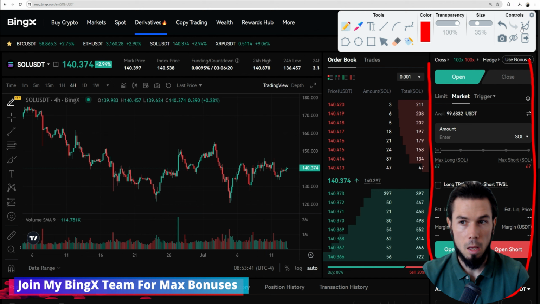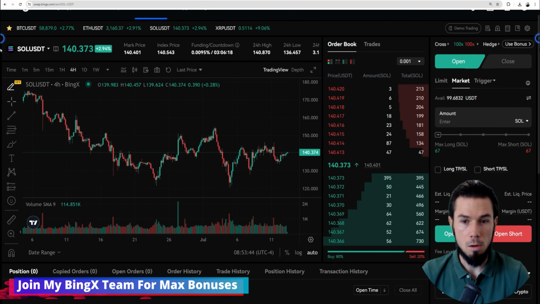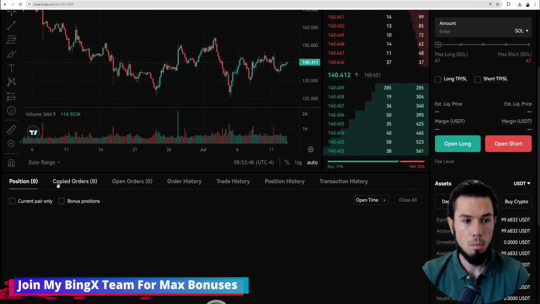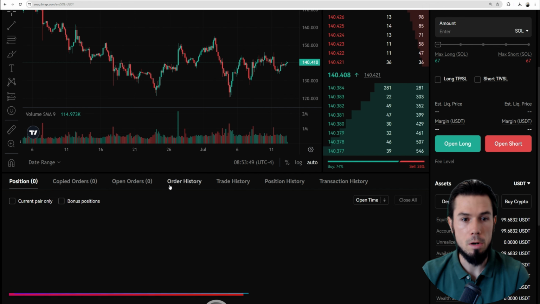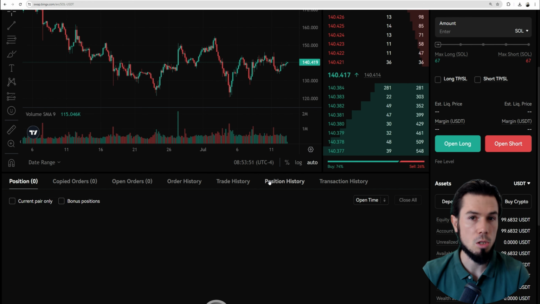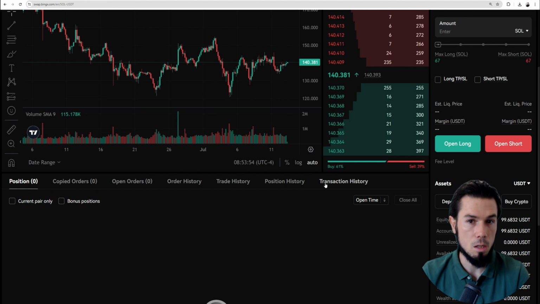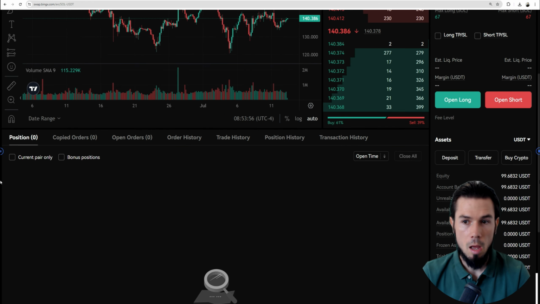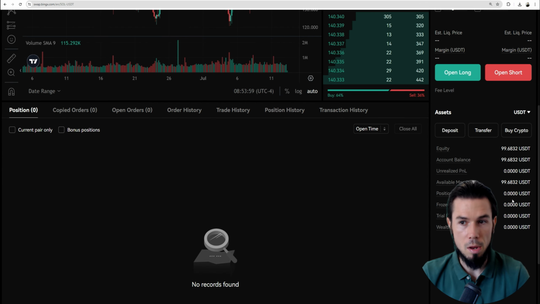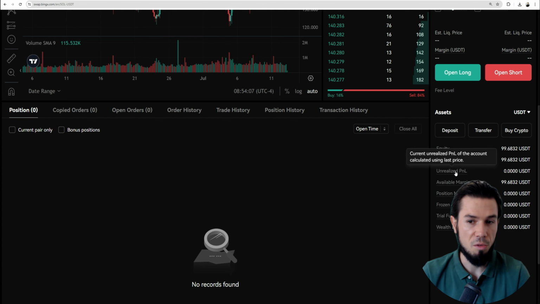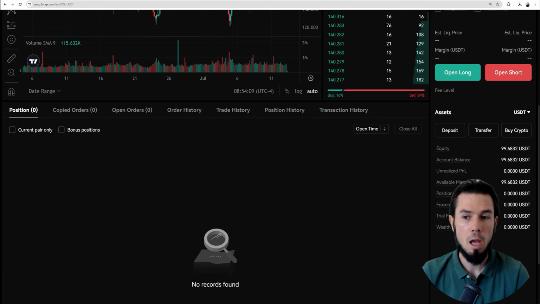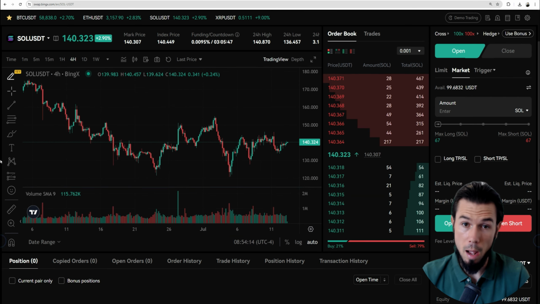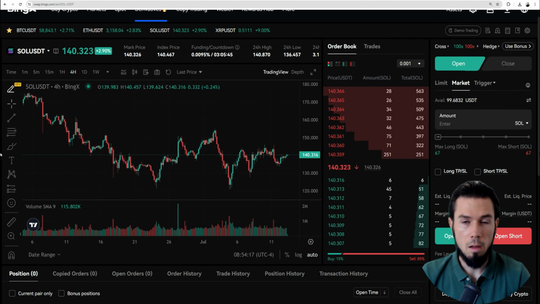And that's it. On the other side, you still have a representation of your positions, copy orders, open orders, order history, trade history, position history, and transaction history, and all the details you would like to discover about your trade. And on the bottom right, below the place where you deal with a trade, you've got your assets tab. This is where you see your equity, account balance, unrealized profit and loss, position margin, frozen assets, and all the things that exist on the platform. That's where you see details about your balance. Simple and straightforward.